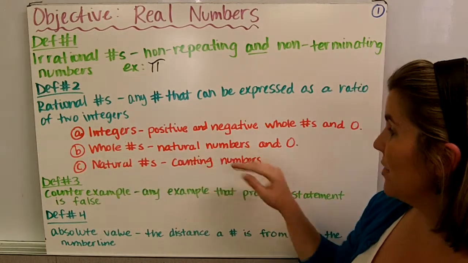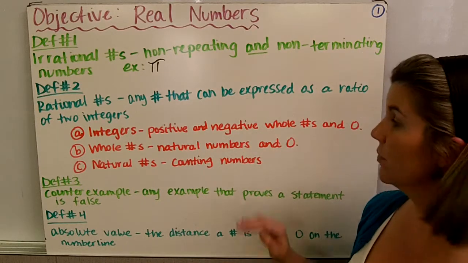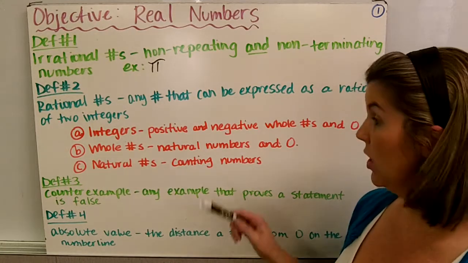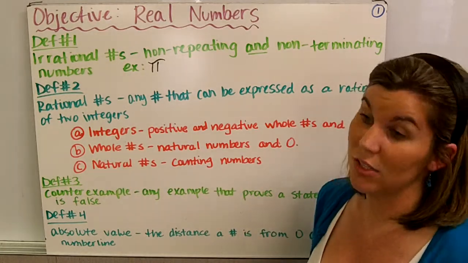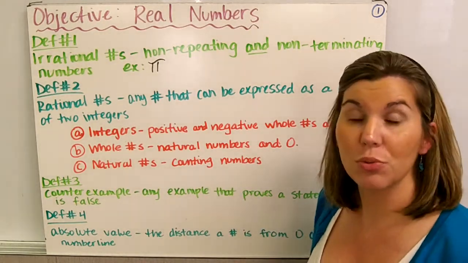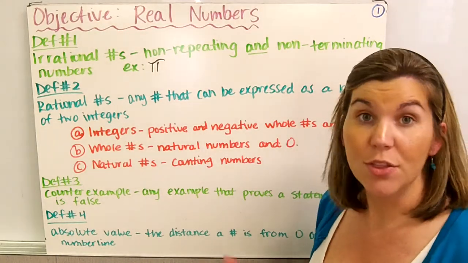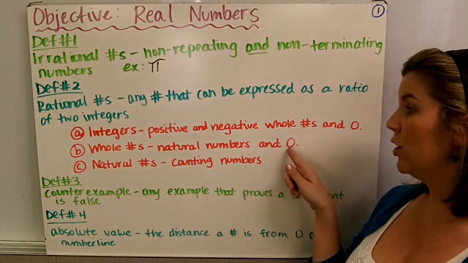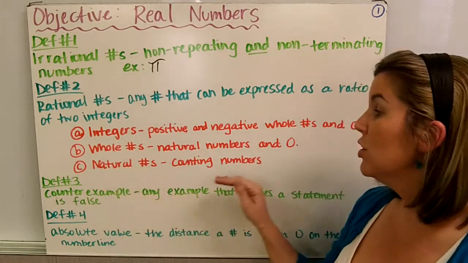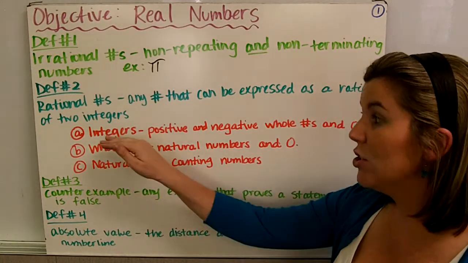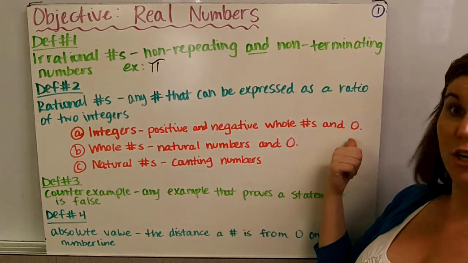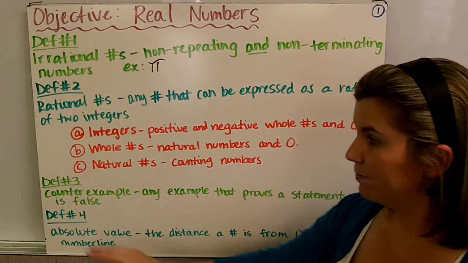Whole numbers. Whole numbers are natural numbers and 0. Well, what's a natural number? A natural number is a counting number. So natural numbers would be starting with 1, 2, 3, 4, 5, 6. The basic numbers that you first learned. Whole numbers include 0. Natural numbers do not. Integers include whole numbers and natural numbers, so they also have 0.